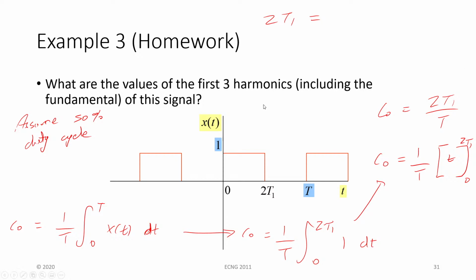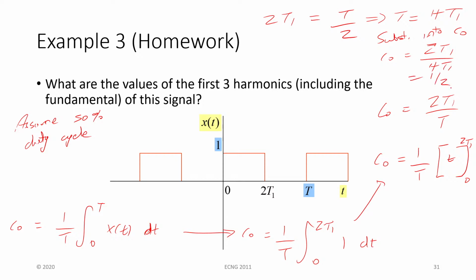And then if we say 50% duty cycle, this basically means that for our entire periodic time, it's going to be 50% of that, which is T divided by 2. Rearrange this, we get T is equal to 4t1. And then substitute into C0: C0 will be 2t1 divided by 4t1. So basically that gives you a half.